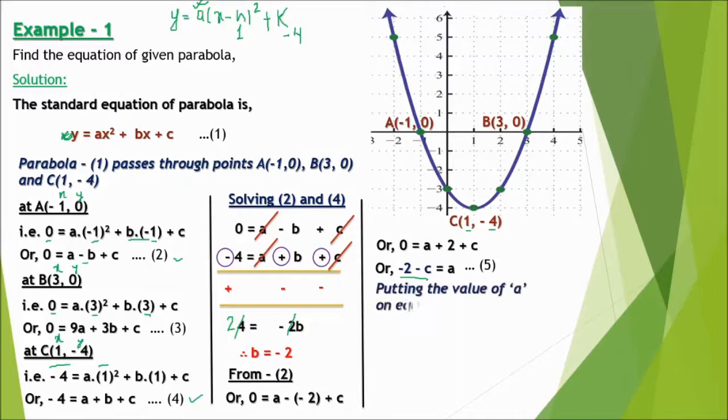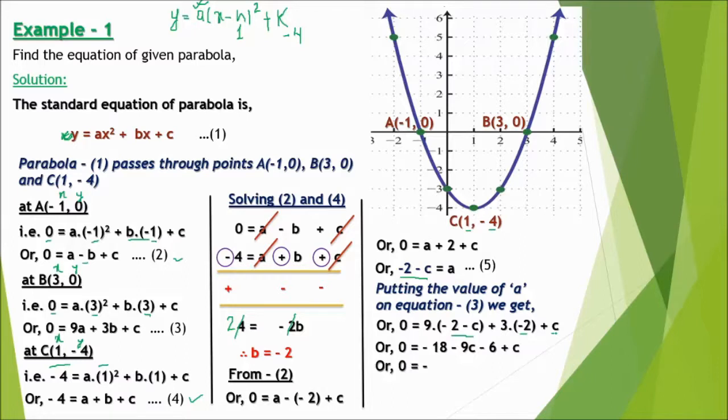Putting the value of a in equation 3, we get, now let's substitute the value of a. We can write a as minus 2 minus c, plus b, we can write the value of b as minus 2, and we have only a single variable left, that is c. We can get the value of c right now. 0 is equal to minus 18 minus 9c minus 6 plus c, or 0 is equal to minus 24. We can add minus 18 and minus 6 and we get minus 24 minus 8c.